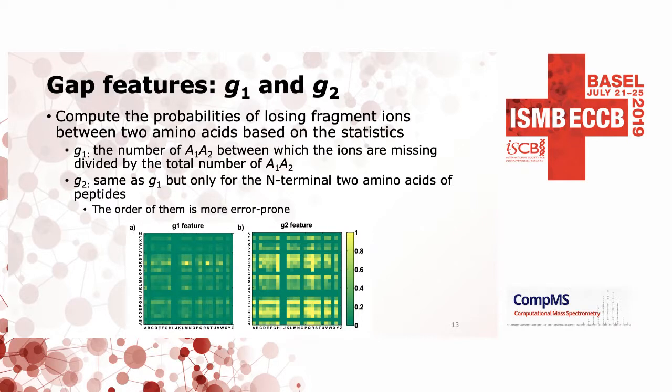So how can we get the gap features, uppercase G1 and G2? First, we can compute the probabilities of losing fragment ions between two amino acids based on the statistics. For the lowercase g1, given two adjacent amino acids, A1 and A2, the lowercase g1 is the number of A1, A2 between which the ions are missing, divided by the total number of A1, A2 in the dataset. The lowercase g2 is the same as g1, but only for the N-terminal two amino acids of the peptides, because the order of the N-terminal two amino acids is more error-prone.